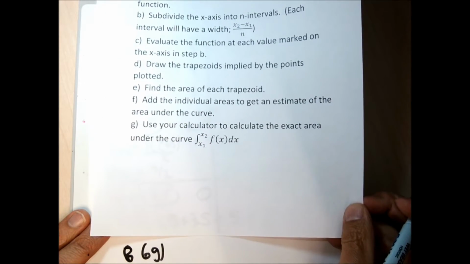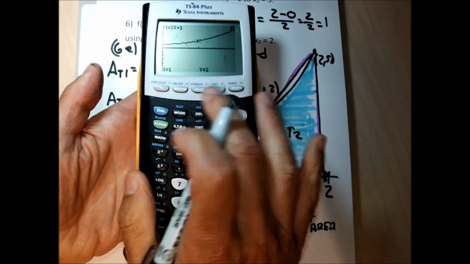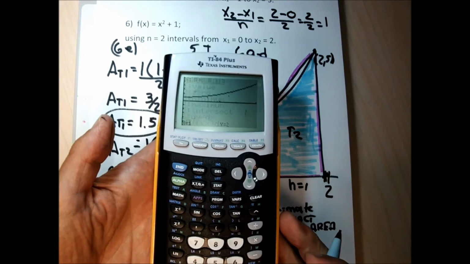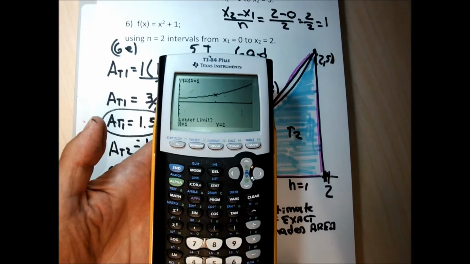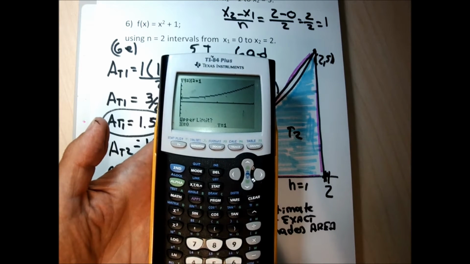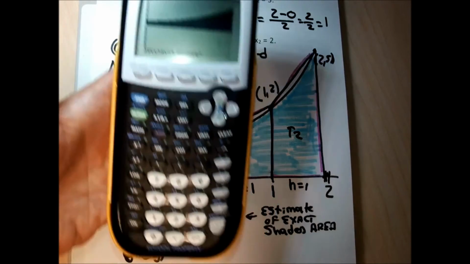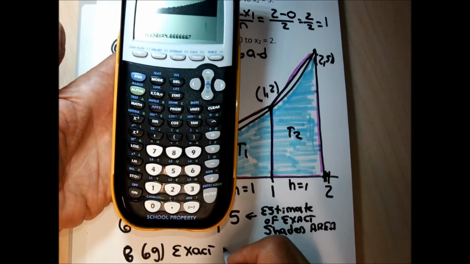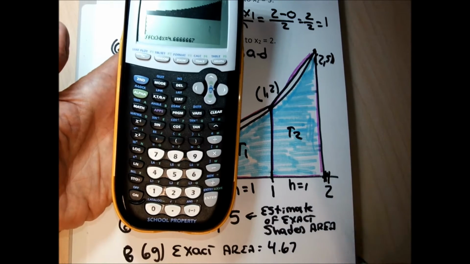The last part says use your calculator, part G, to find the exact area. So now I'm going to get the shading in. I'm going to go second calc, go down to option 7, and lower limit is 0, upper limit is 2, so I type 0 and hit enter, type 2 and hit enter, and it does my picture and it shades it exactly. The exact area rounded to 2 decimals, that I shaded, is 4.67 square units.